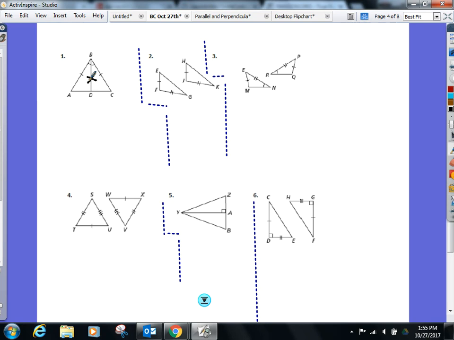We just have to see, hey, is that angle in between the 2 sides? So I look at one triangle. So let's look at triangle ABD. Is this angle in between the 2 sides? Yes, it is. So this is side, angle, side. So yes, these 2 triangles are congruent.